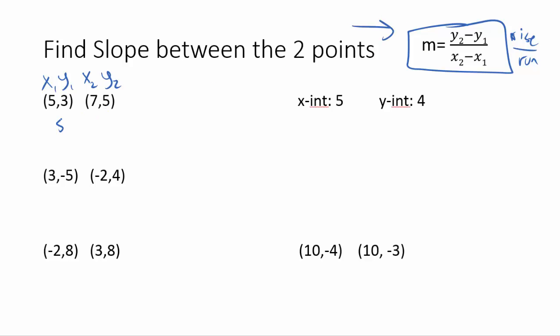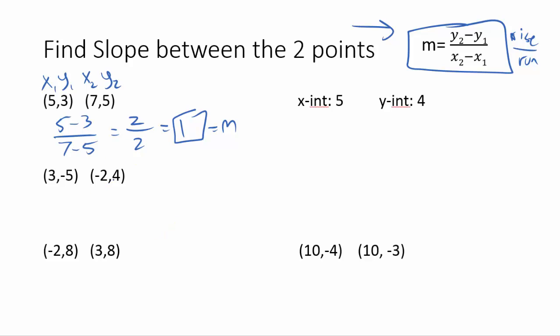So y2 is 5, y1 is 3, and if we subtract those, we get the difference in the y's. Now for the x's we do x2 minus x1: 5 minus 3 gives me 2, over 7 minus 5, which is 2, and that again reduces to 1. So our slope in this case, with the variable we use to represent it being m, is m equals 1.